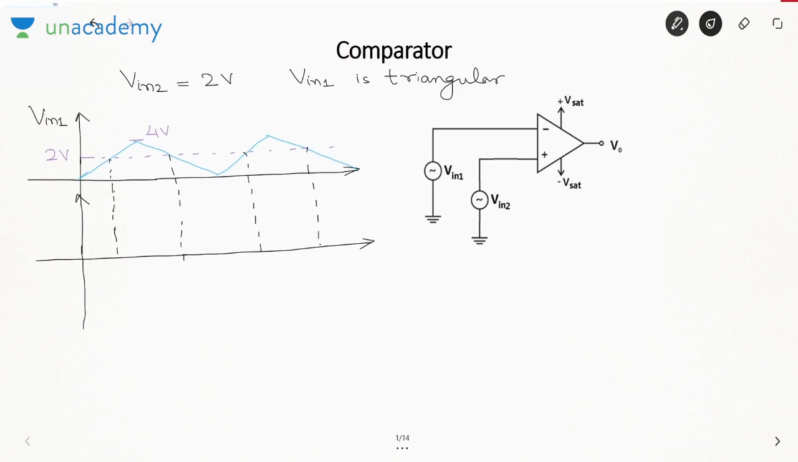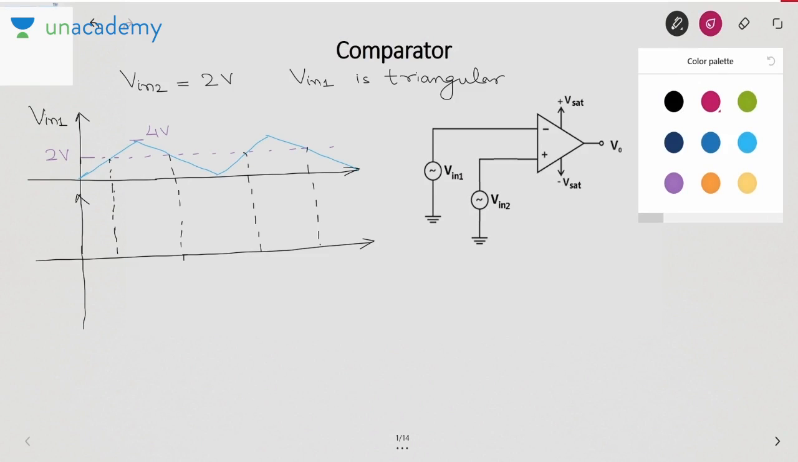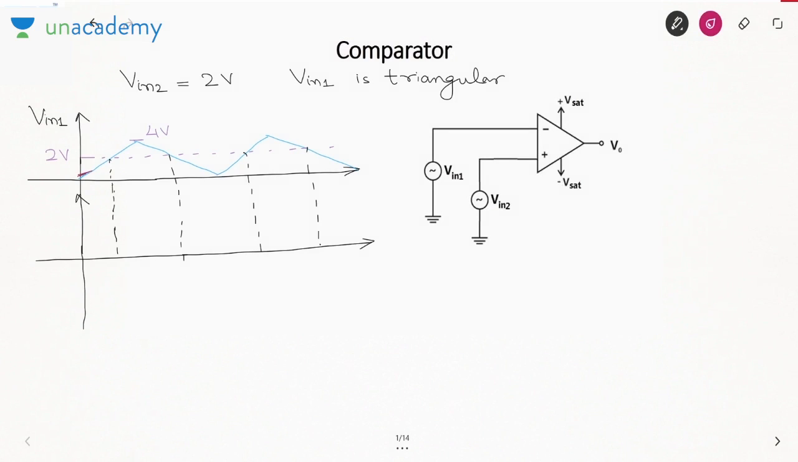So I will say when the input voltage at terminal 1, this is V in 1, is lesser, that is V in 2 is higher, the output will be plus V sat, and when V in 1 is higher, the output will be minus V sat. That way the output will oscillate between plus V sat and minus V sat. So based on a triangle wave, I have generated a square wave.